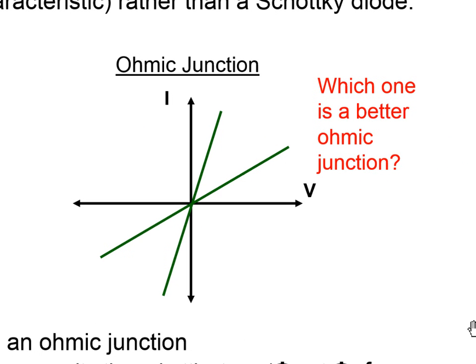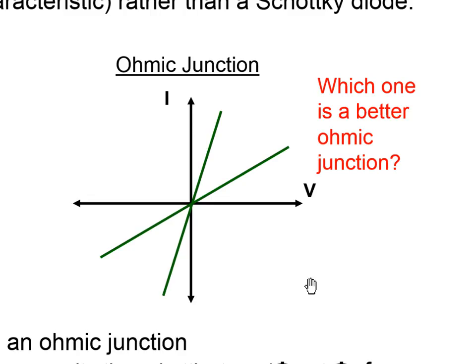Do we want it steeper or less steep? Well, think about this for a second. If we want to make a contact to a semiconductor, do we want a lot of resistance or little resistance? We want low resistance. If we make contact to a semiconductor, we usually want to minimize the resistance. So which one of these lines has less resistance? The steeper one, right? If there's less resistance, it'll give you more current for a specific amount of voltage.